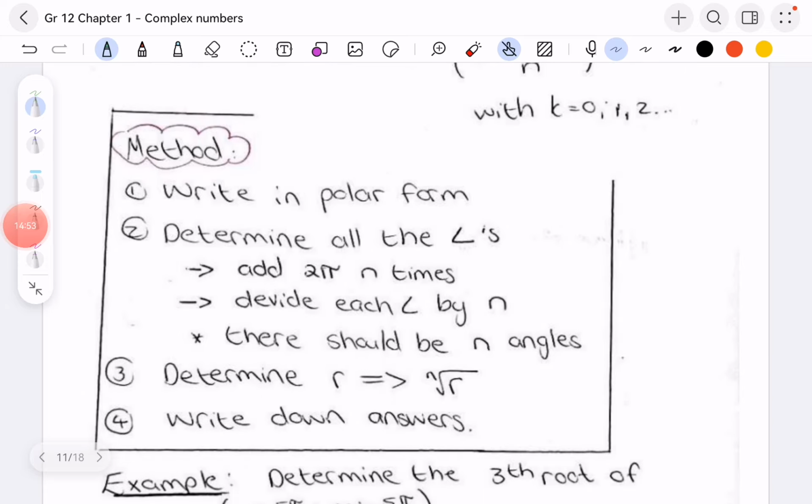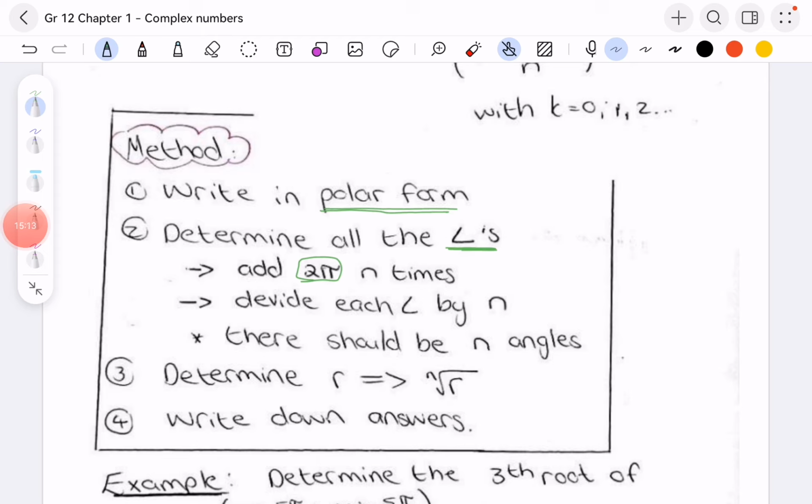We said I'm going to write it in polar form. You always first write it in polar form. Then I must get my number of angles. How do I get a new angle? I'm going to add 2 pi. Each time I add 360 degrees. I'm going to add 2 pi plus 2 pi.